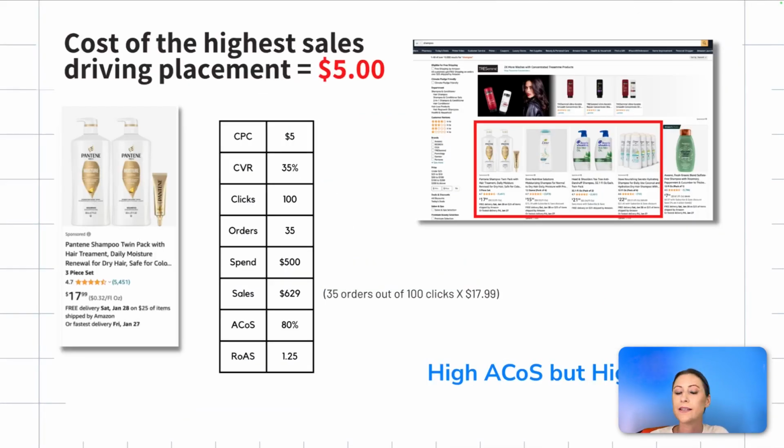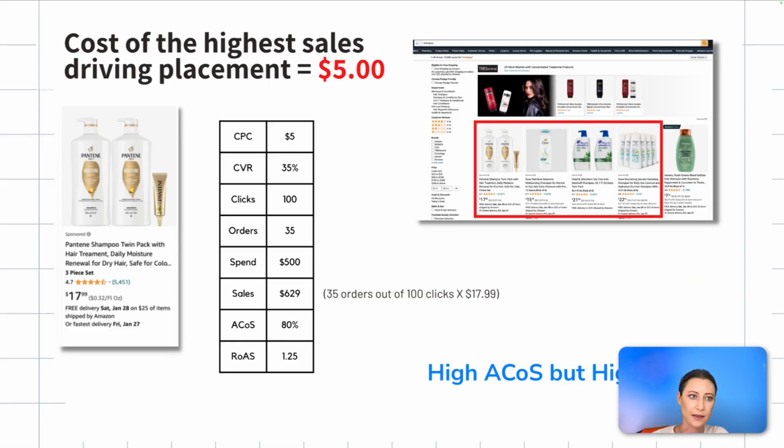Now, let's go back to the example we talked about earlier. Let's say I want to show up number 1 on the page in the shampoo placement that you're seeing right there. Let's say I'm advertising Pantene, $17.99. Let's say I want to bid $5. We're going to do the exact same math we did, in reverse.